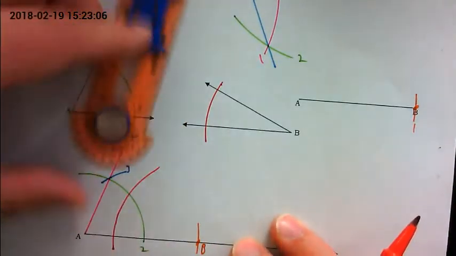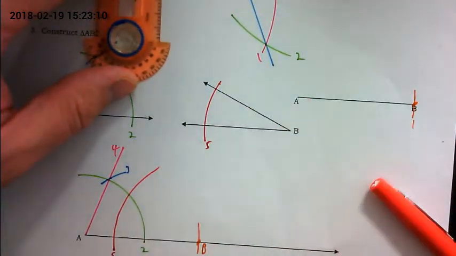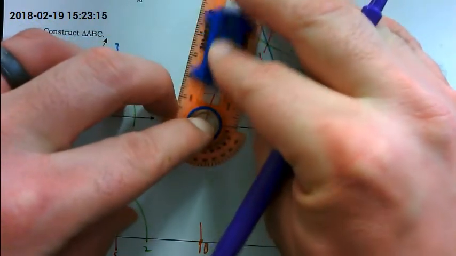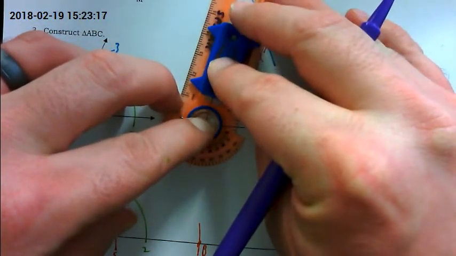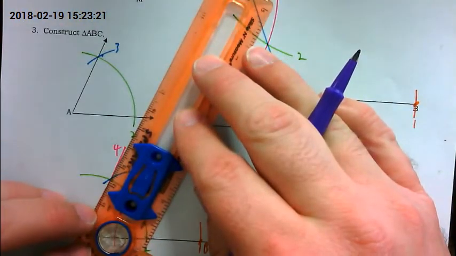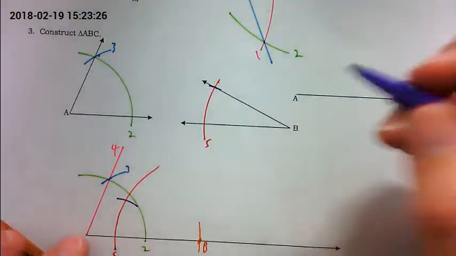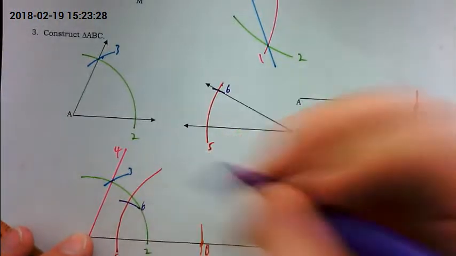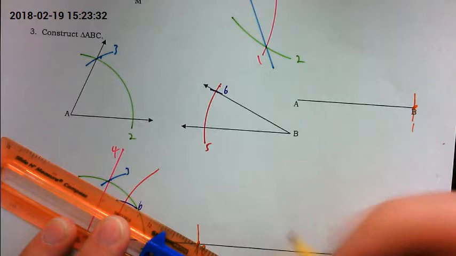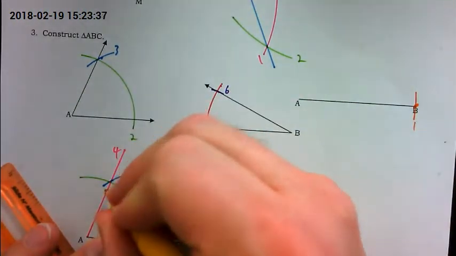Alright. So now, that'll be step 5. And finally, get that distance on your compass. Copy down here. That'll be step 6. And draw your line. And where they connect, that'll be C.